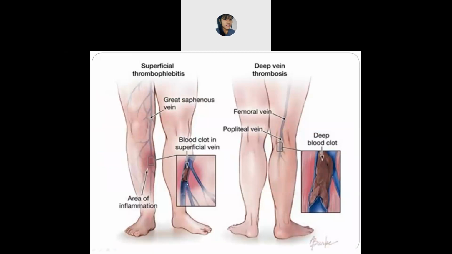So here in this area, inflammation occurs. This one is the blood clot, which occurs in the superficial vein. This is a picture of the superficial thrombophlebitis.